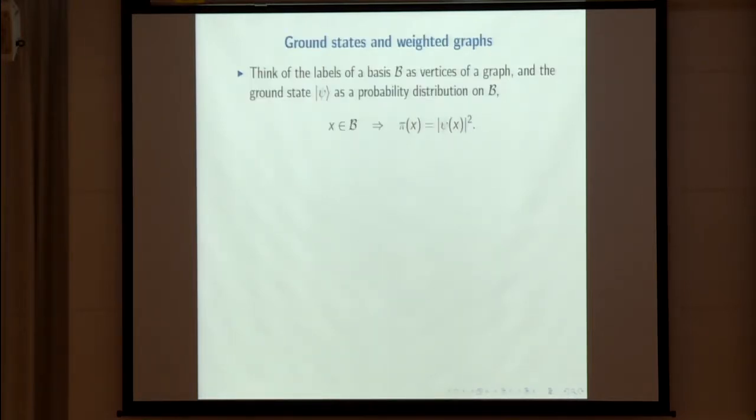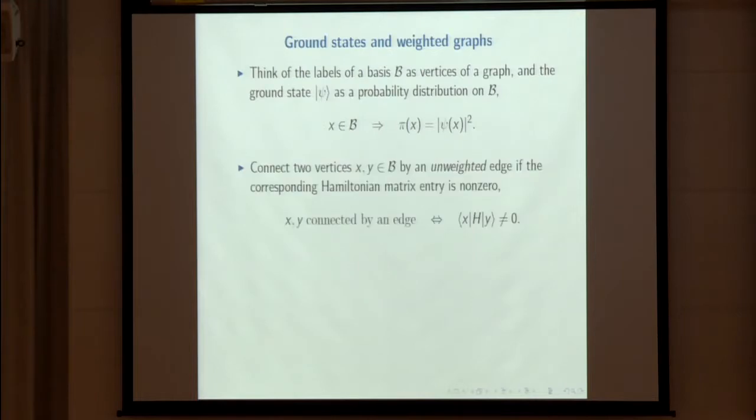So to connect this to quantum mechanics, how do we get a weighted graph out of a ground state? Well, think of the labels of some basis B as vertices of a graph. And we're going to think of the ground state as a probability distribution on these vertex labels, right? So it's important here that we're considering probabilities and not amplitudes. So even if your Hamiltonian is non-stochastic, with the Born rule, these probabilities are always positive. And we're going to introduce edges that come from connecting 2 vertices. So 2 basis states will have an unweighted edge between them if the corresponding Hamiltonian matrix entry is non-zero. I don't care if it's positive, negative, or complex. As long as it's non-zero, I'll connect those 2 basis states by an edge in my graph.